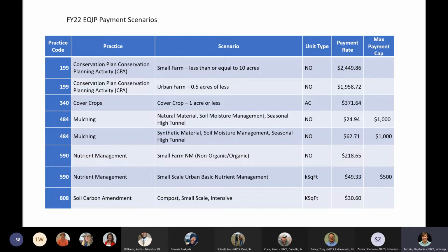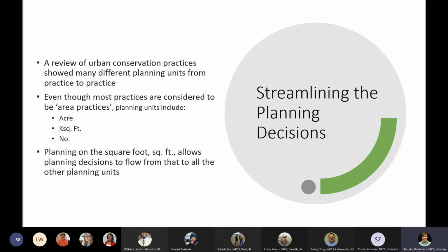Yet when you go in to schedule an agreement item and develop the conservation plan and contract, all of a sudden that unit type changes to the specific ones you see here: acre, number, 1,000 square feet. So again, it makes a lot of that planning process difficult, or not, maybe not difficult, but again, extra work.